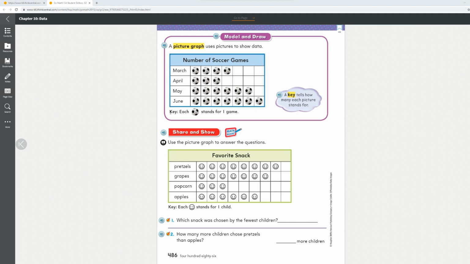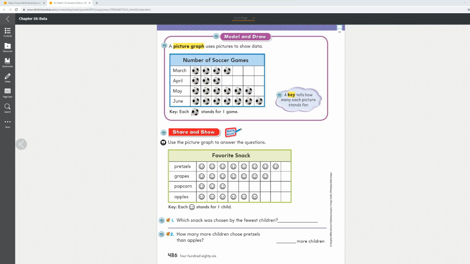And it's telling us here in the key. So the key is like a little tip telling us, hey, this is what it stands for. So when we see a picture of a soccer ball, we know that each soccer ball is going to mean one game. It's going to stand for one game. So one soccer ball equals one game. So here we have the vocab term. A key tells how many each picture stands for.